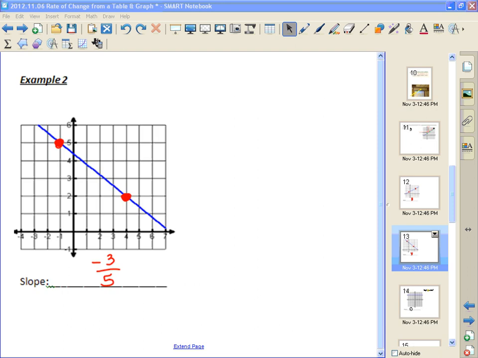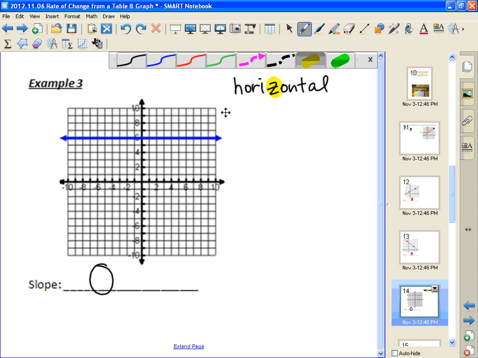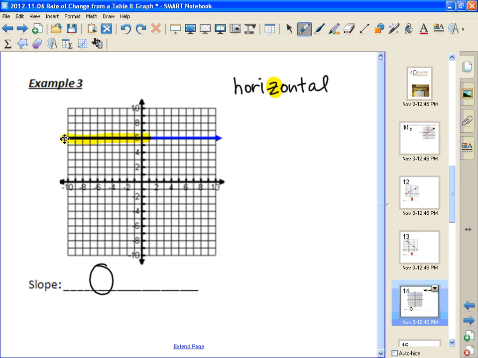Okay, back in business. My slate decided to quit on me. If we go back here, we were writing the word horizontal, and it has a z in it, and if you look at your horizontal line and the x-axis, you can make a z out of them. So the word horizontal has a z, and you can make your horizontal line and your x-axis into a z, to remind yourself, because of the z, that a horizontal line has 0 slope.